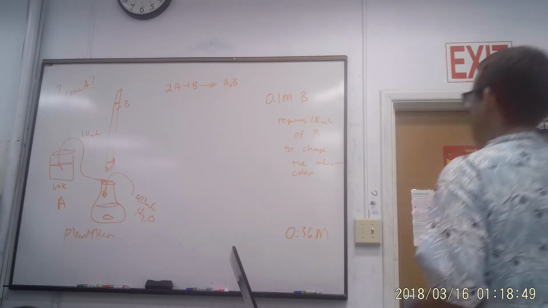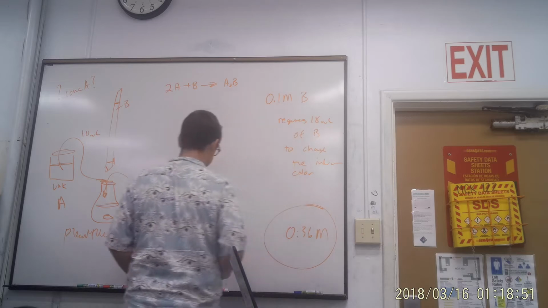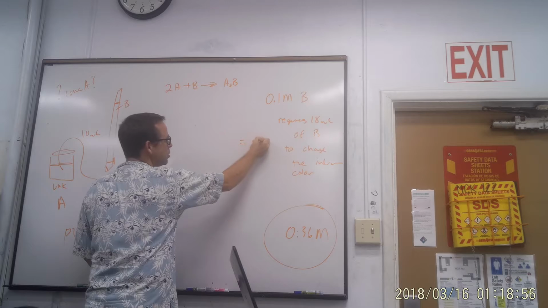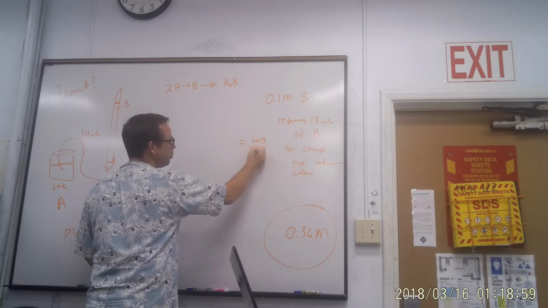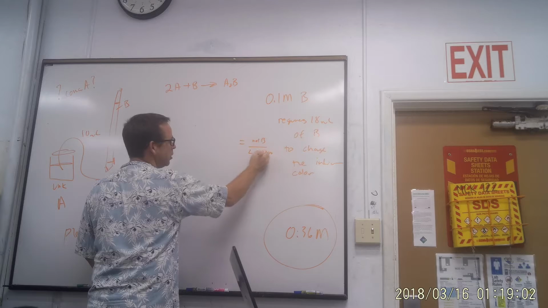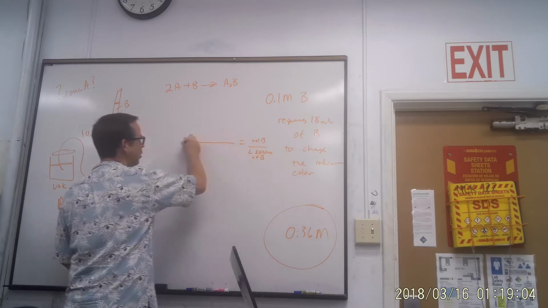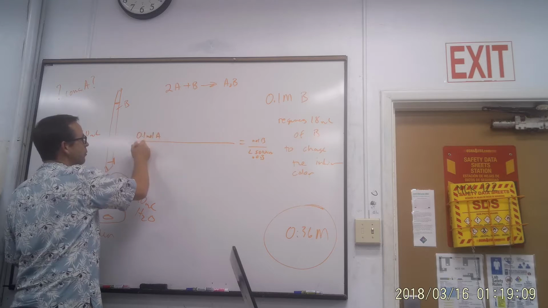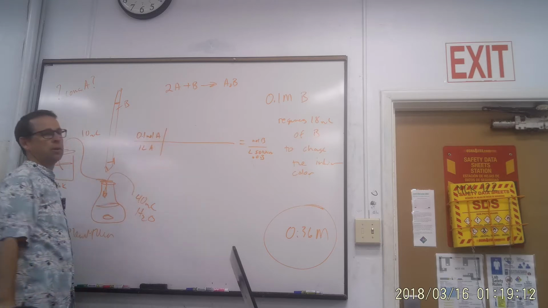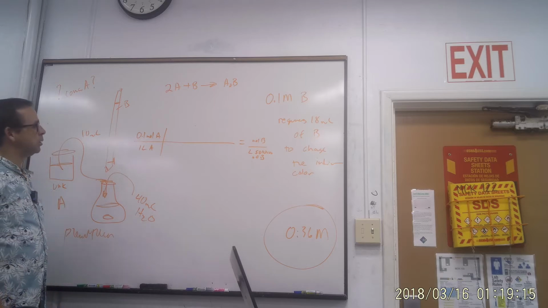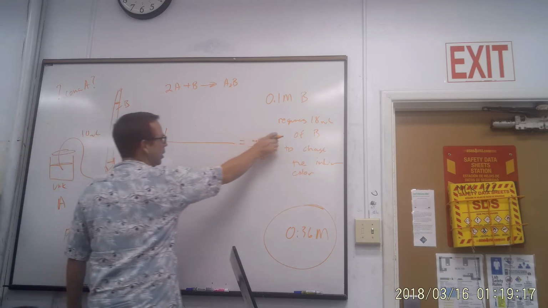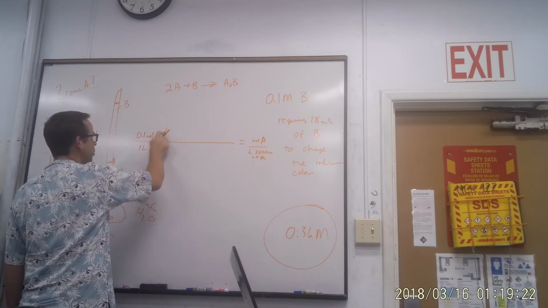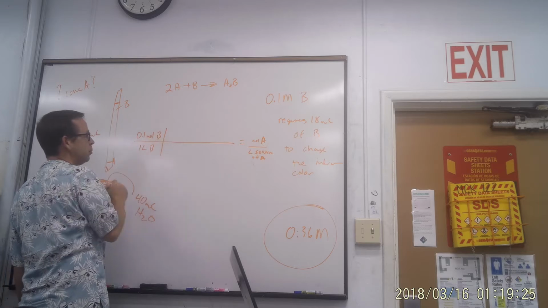So 0.36 molar. We wanted moles of B per liter of solution of B, right? We started with 0.1 moles of A for every 1 liter of A. Oh, sorry. We want moles of A, that's our unknown here. We have a known of 0.1 molar of B. We have 1 liter of B.